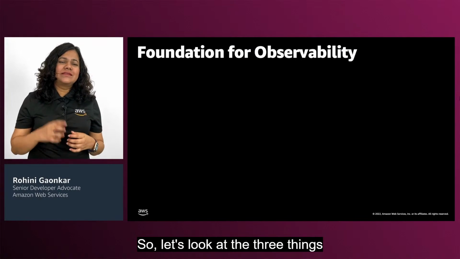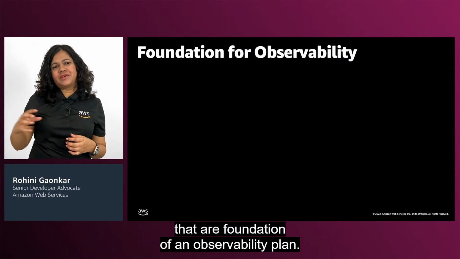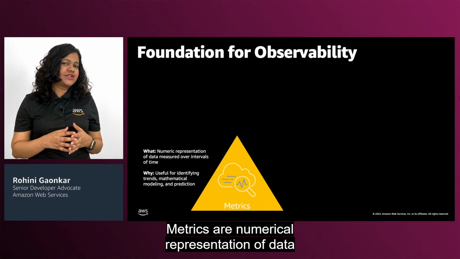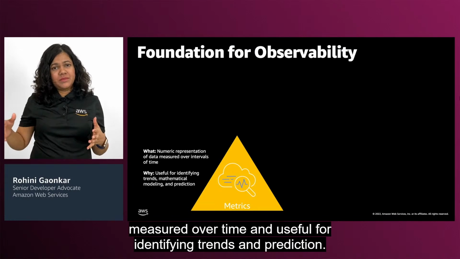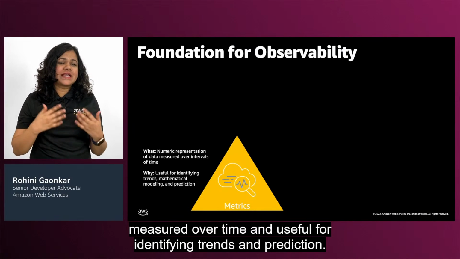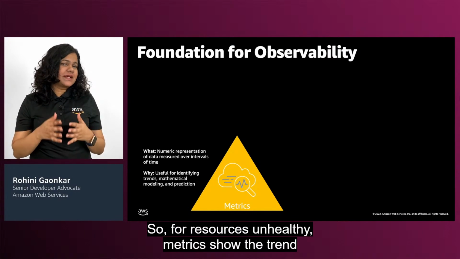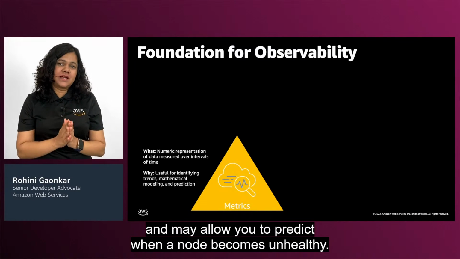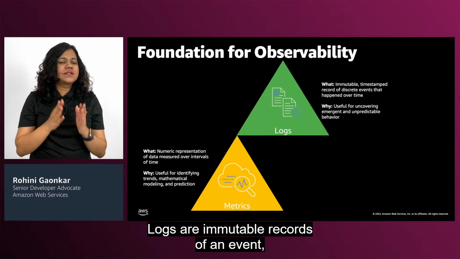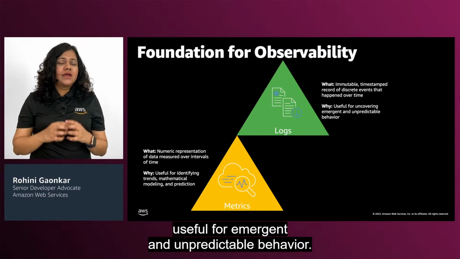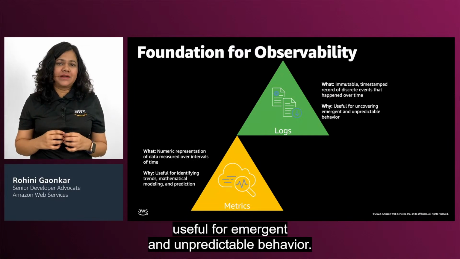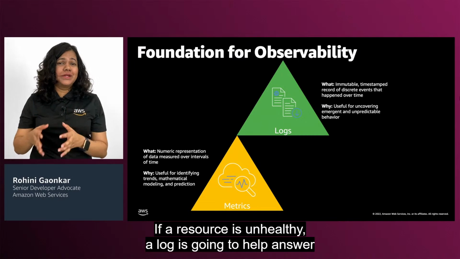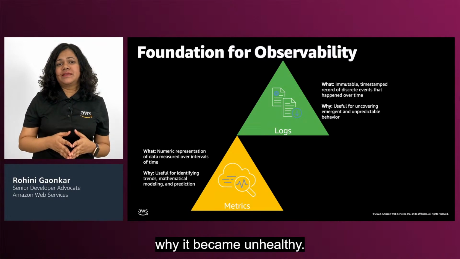So let's look at the three things that are the foundation of an observability plan. Metrics are numerical representations of data measured over time and useful for identifying trends and prediction. So if a resource is unhealthy, metrics show the trend and may allow you to predict when a node becomes unhealthy. Logs are immutable records of an event, useful for emergent and unpredictable behavior.